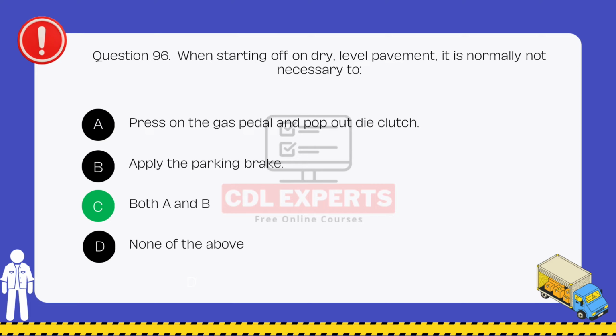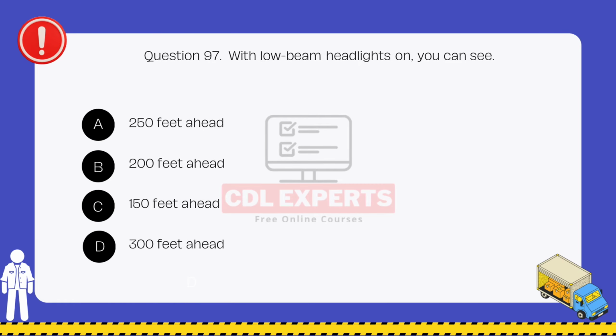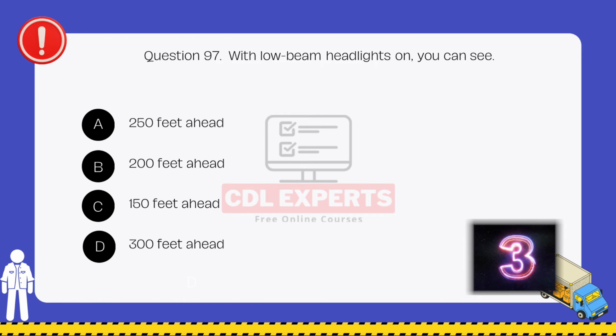The correct option is C. With low beam headlights on, you can see 250 feet ahead, 200 feet ahead, 150 feet ahead, 300 feet ahead.